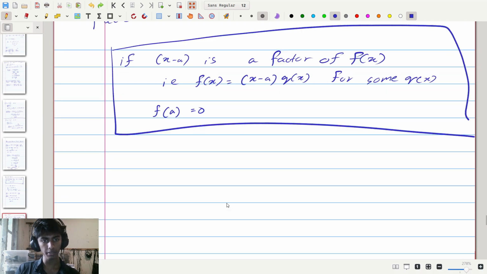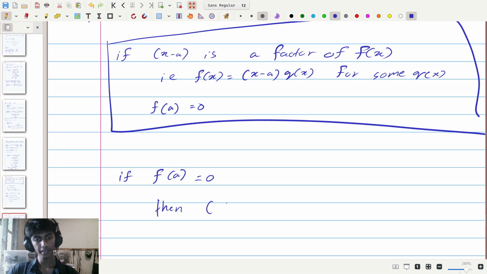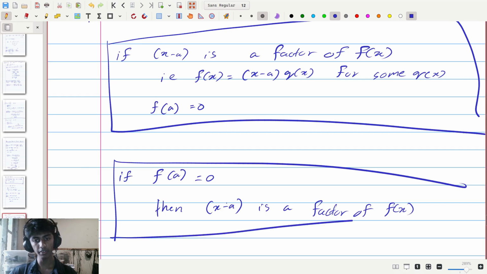The converse of the factor theorem is this: if f(a) equals 0 for a polynomial f(x), then x minus a is a factor of f(x). These two are the inverse of each other. First one, x minus a was a factor of f(x), leading to f(a) being 0. Secondly, if f(a) is 0, then x minus a is a factor of f(x). So these two are essentially the same theorem, but going in reverse directions.